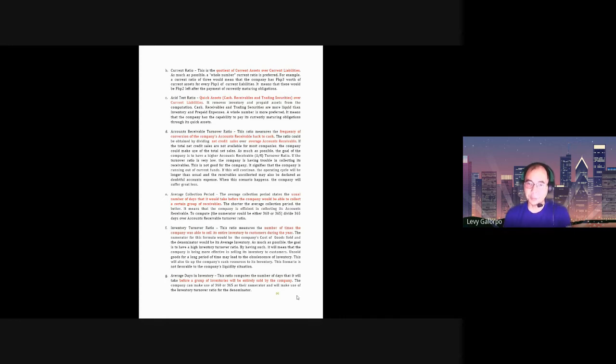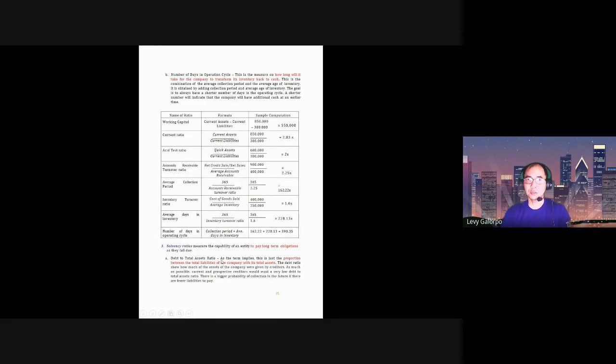Average days in inventory. This ratio computes the number of days that it will take before a group of inventories will be entirely sold by the company. Usually, we use 365 days as the numerator, and we'll make use of the inventory turnover ratio for the denominator. So, yung data makukuha dito sa inventory turnover ratio ang gagamitin naman sa average days in inventory.